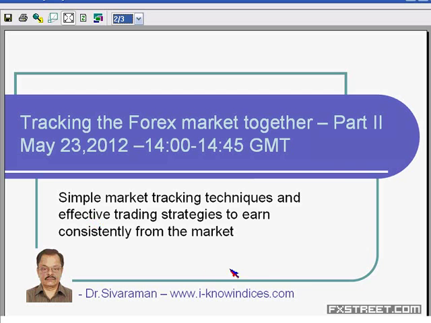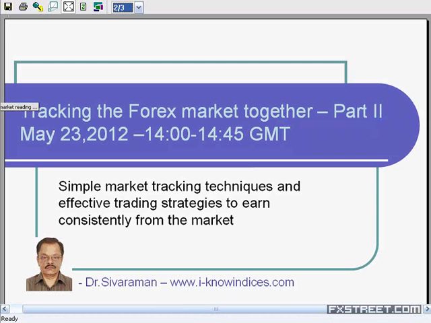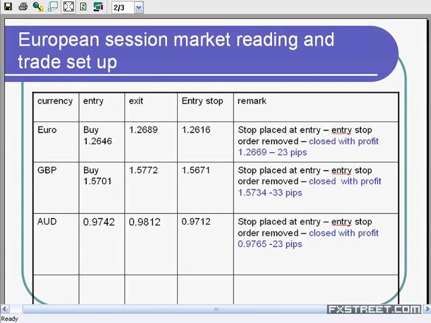So I was explaining this during part 1 of the same webinar during the European session, and at that time I had taken certain decisions to take positions, and I will explain what happened to those positions now. Before that, I wanted to go to the live market code page and show you what changes have happened in the market compared to the European session.